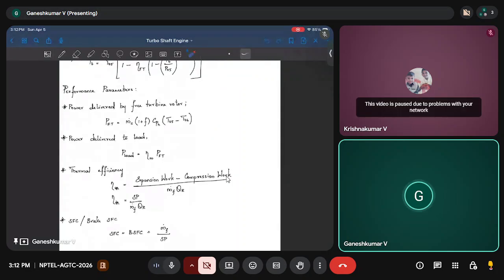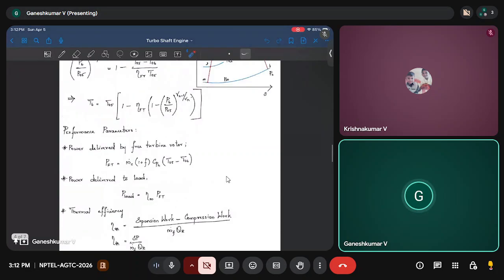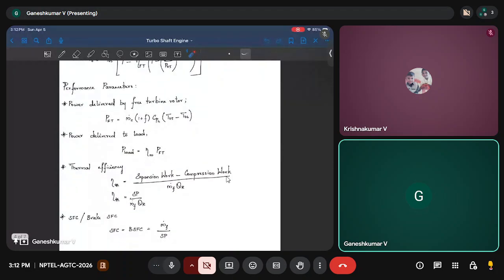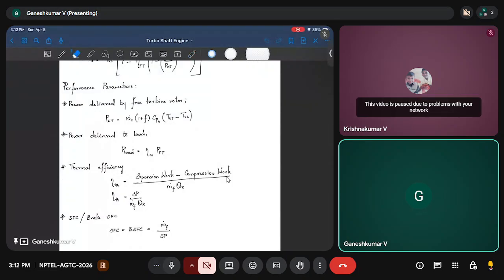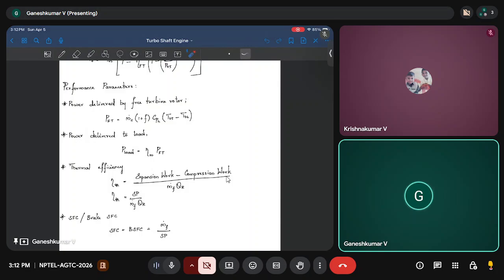Here there is no thrust. Here you have only power. Power for the free turbine is nothing but the total. So for this you need temperature, as I said. Once you find the temperature, you know the total energy extracted from T05 to T06. From there you can find the total power at the free turbine rotor, and you connect it to a load through a shaft, and the shaft has a mechanical efficiency. So the total power delivered to the load is going to be eta m times the power at the free turbine.